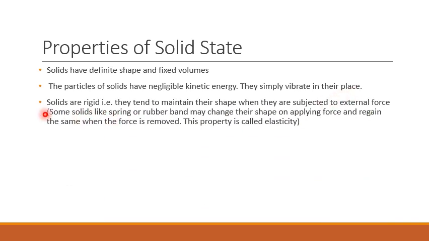Now the next property says solids are rigid. Now what does it mean? Rigidity is the property of any substance to maintain their shape when they are subjected to external force. Say if I try to hammer a pen or drop it down, then it doesn't change its shape. Sometimes it may break, but it won't change its shape. So this property of solids to retain their shape is known as rigidity.